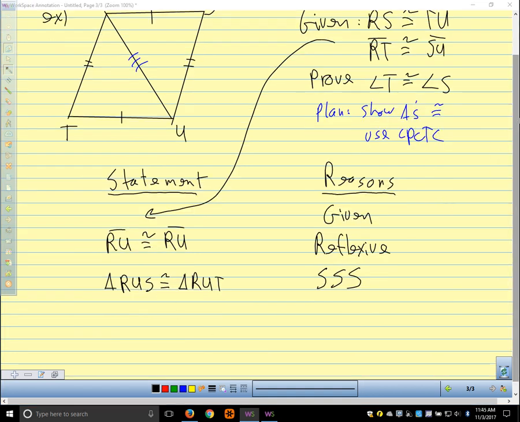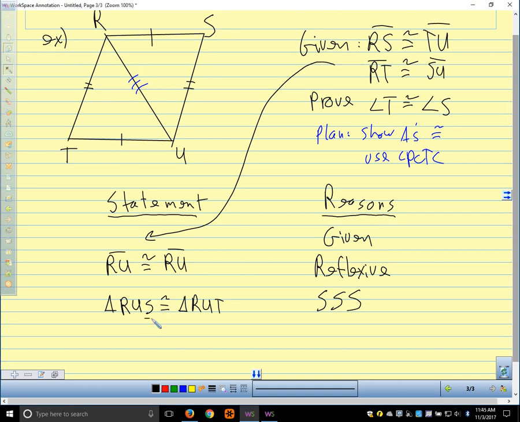And then we can say, from our congruence statement here, S and T match up. So we can say angle T is congruent to angle S by CPCTC. Corresponding parts of congruent triangles are congruent. All right, questions? Okay.